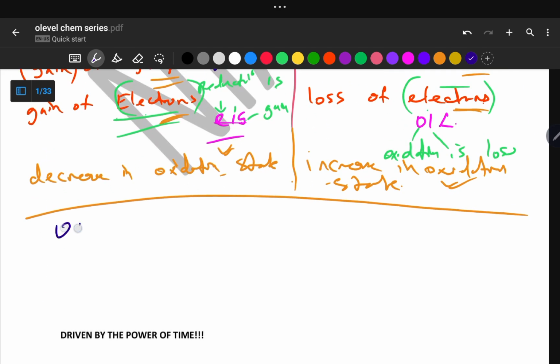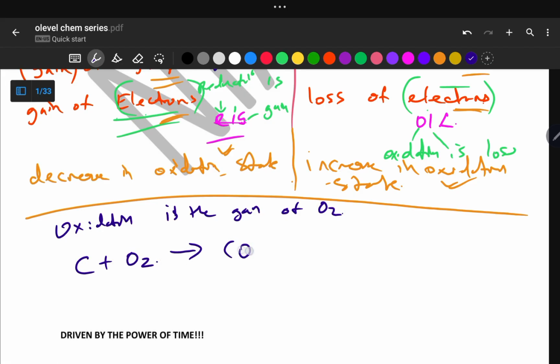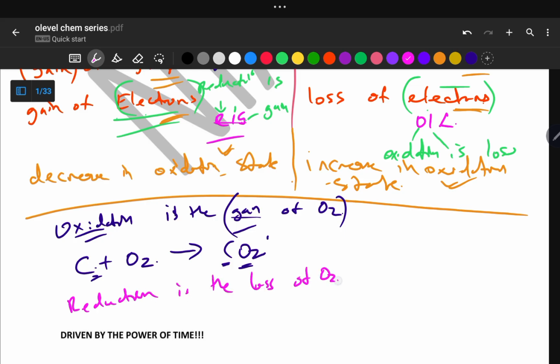So we said oxidation is the gain of oxygen, right? So let's say we're having the combustion of carbon to give carbon dioxide, right? So we're having carbon without oxygen here, and then here we're having carbon bonded to oxygen. So it is the gain of oxygen. Are we together? So this is the definition for oxidation in terms of the transfer of oxygen. And then we go on to define reduction in terms of oxygen, which is the loss of oxygen.